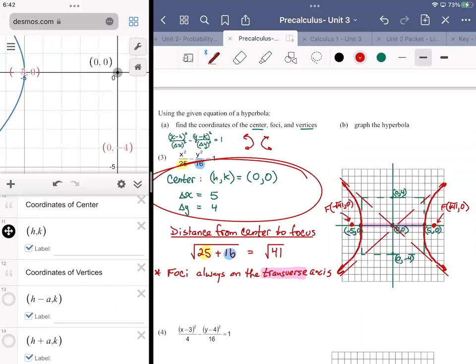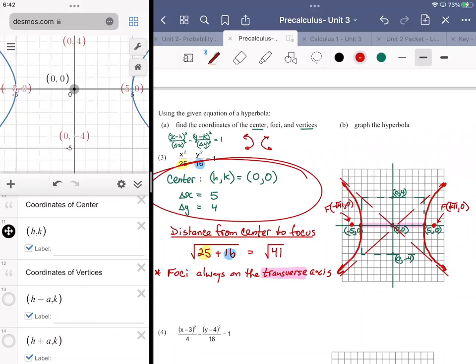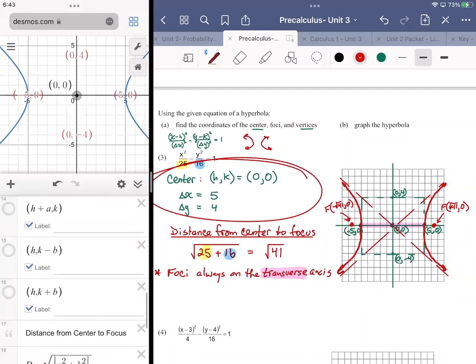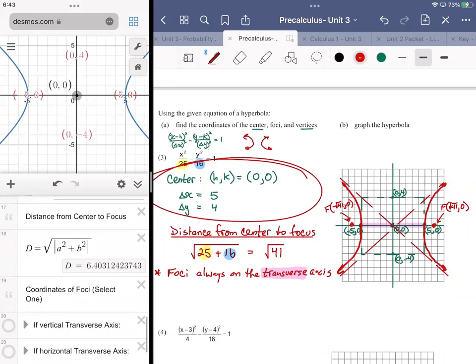The coordinates of the vertices, I still have the labels on. I just turned off the points so it didn't look like a jumbled mess, but you could see that those correspond. I could turn the points back on, but it moves things around and makes things look a little nastier. It's labeling the points relevant to the asymptote rectangle, the vertices. I get negative 5, 0, 5, 0, left and right, down and up, 0, negative 4, 0, positive 4. Distance from center to focus, 6.4.